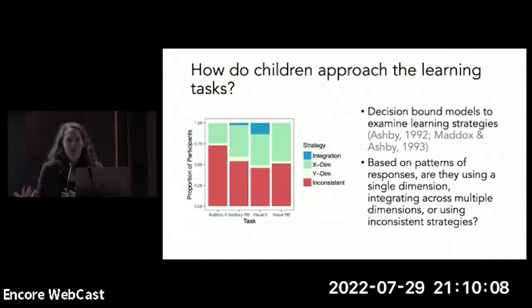So you can see that overwhelmingly children really are using inconsistent strategies. There's not a ton of rhyme or reason about their performance in these tasks, but the next most common strategy is this single dimension rule. And we can see that they're not really adapting this at all, depending on what type of task they're solving. They're showing this pattern in every single one of these tasks.